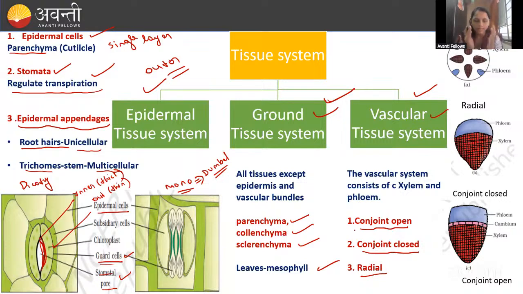How the xylem and phloem are going to be arranged in the pericycle. In the pericycle, the vascular bundle is arranged. Here you can see this is the xylem, this is the phloem, and this is the xylem inside. These are arranged in a radial structure, in an alternate manner, right? Here you can see phloem, phloem, xylem, alternate. This arrangement is called radial.